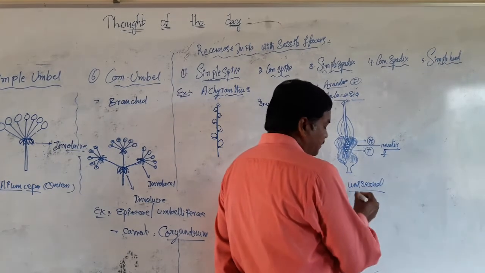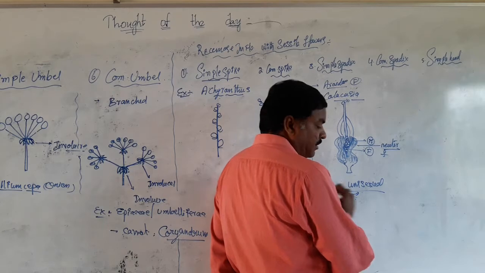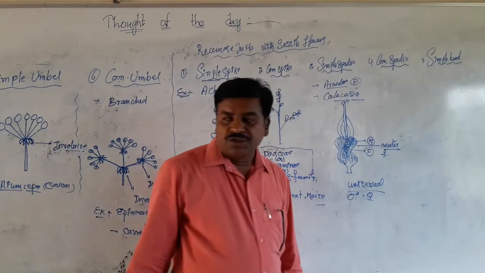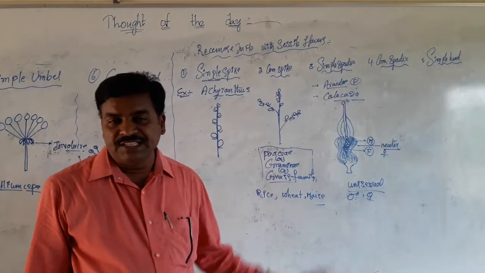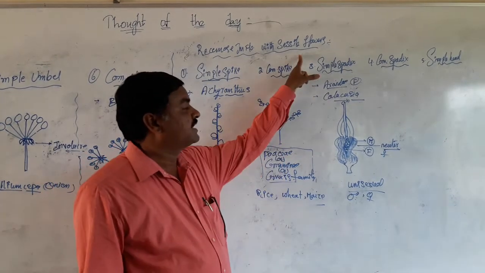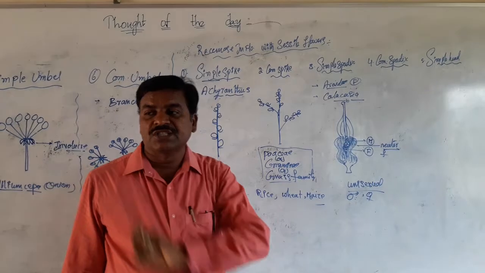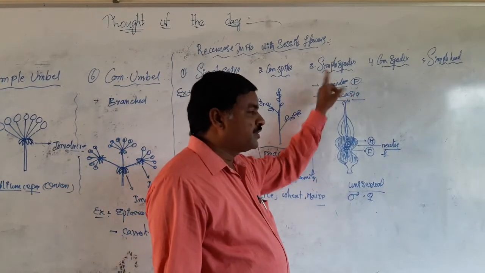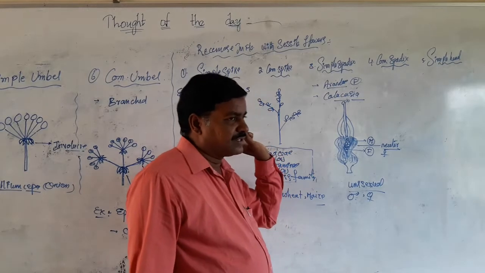Unisexual because some flowers are male flowers. At the same time, some flowers are female flowers. So unisexual flowers are there. This is one of the racemose inflorescences with sessile flowers, with unisexual flowers.